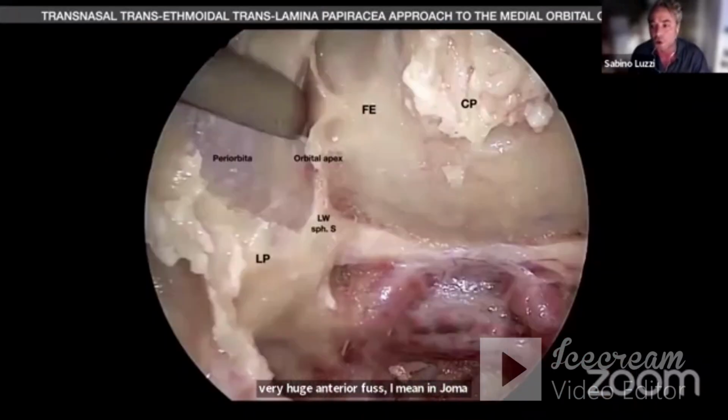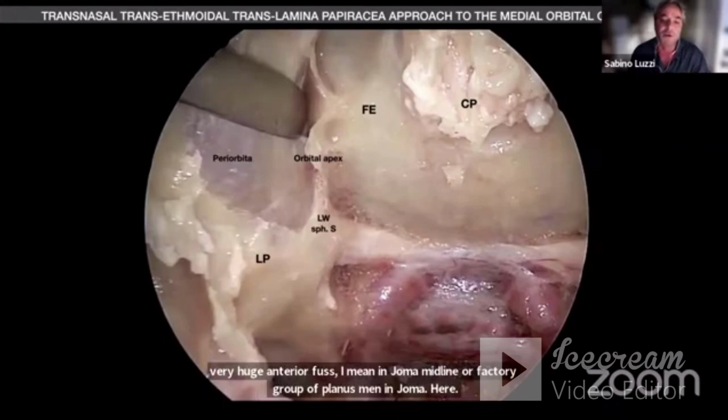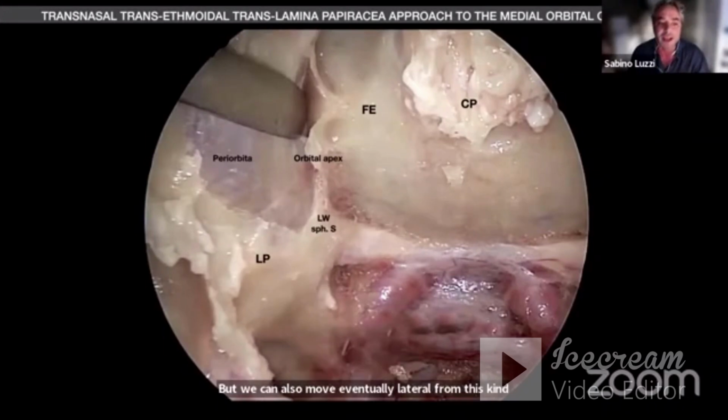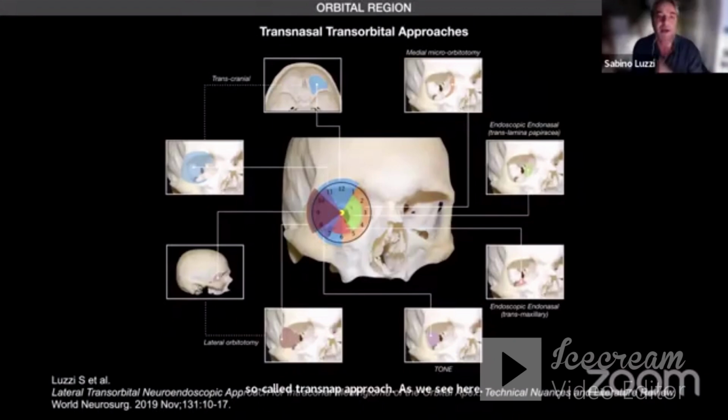But we can also move eventually laterally from this kind of corridor to the orbital region, to the orbital apex especially, because when we drill the lamina papyracea, we expose the apex of the orbital region in the so-called transnasal, transfovea, transethmoidal, translamina papyracea approach, as we see here. This is another region where we move to, and this is the orbital region. The orbital region is another region that we should take into account when we talk about skull base.